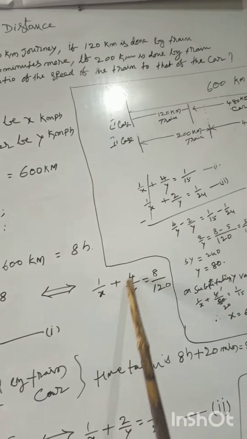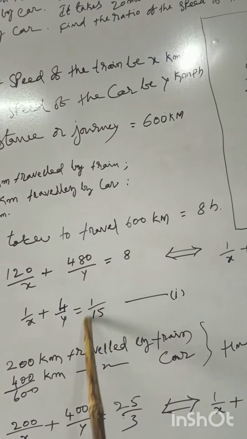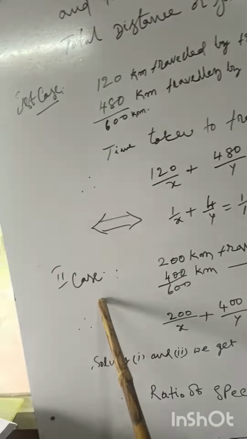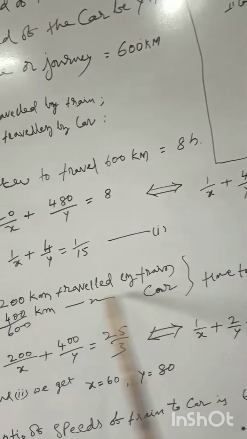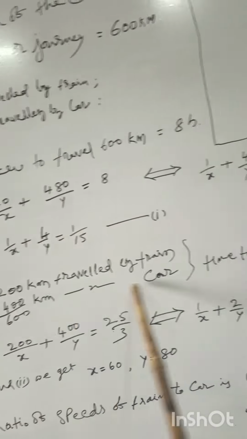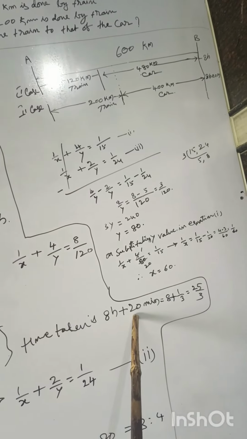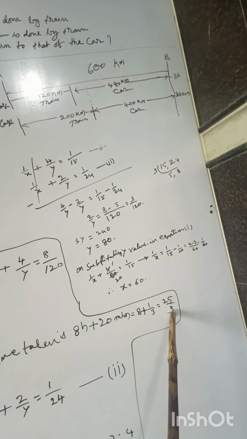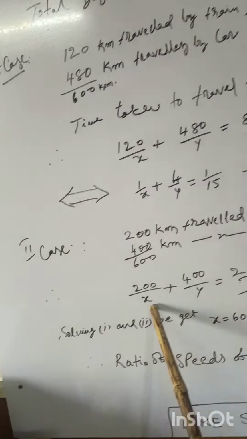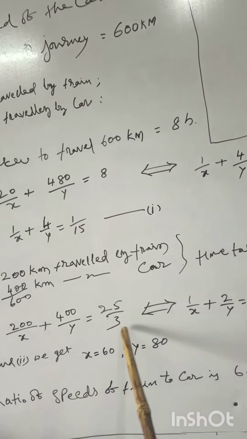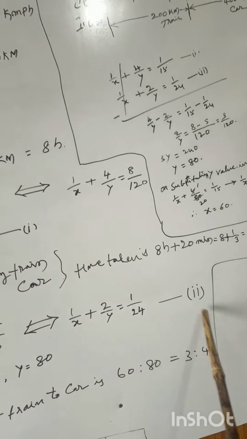On solving this, 1 by x plus 4 by y is equal to 8 by 120. On solving further, you will get 1 by x plus 4 by y is equal to 1 by 15. This is equation 1. Second case: 200 kilometers traveled by train, then 400 kilometers by car, 200 plus 400 is 600 kilometers total journey. Then he took 8 hours plus 20 minutes. 8 plus 1 by 3, since 20 minutes means 20 by 60 hours, converting to hours gives 25 by 3. So 200 by x plus 400 by y is equal to 25 by 3. Further solving, 1 by x plus 2 by y is equal to 1 by 24. This is equation 2.